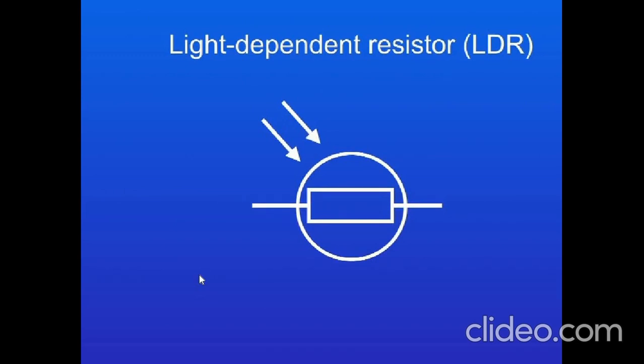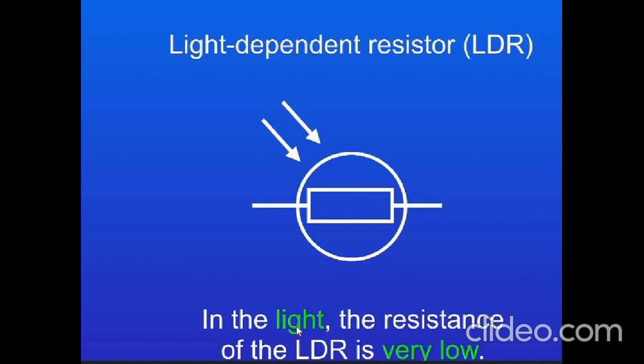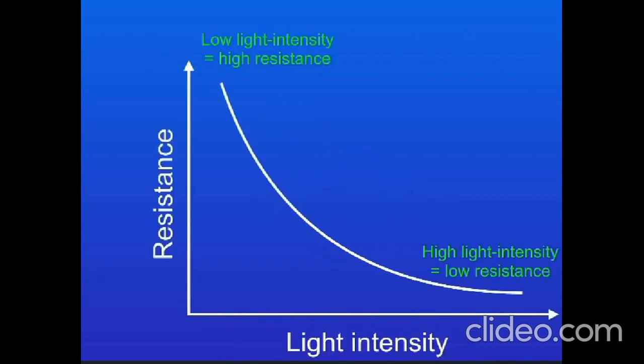Now the question arises what it does. In dark condition, the LDR has high resistance, whereas in light condition, like when there is light, the LDR resistance is reduced to very low. So if you plot a graph between the two quantities, that is resistance and light intensity, the resistance will be very high when light intensity is low. Means in the dark condition resistance is very high, but as the light increases, the resistance decreases remarkably.